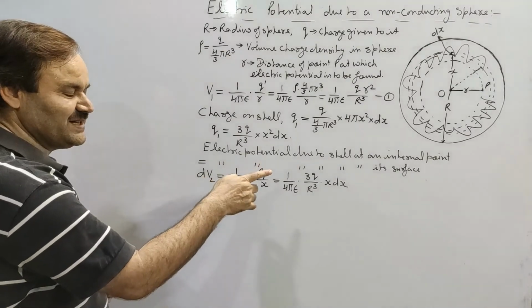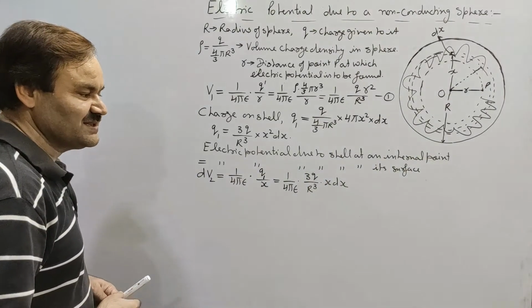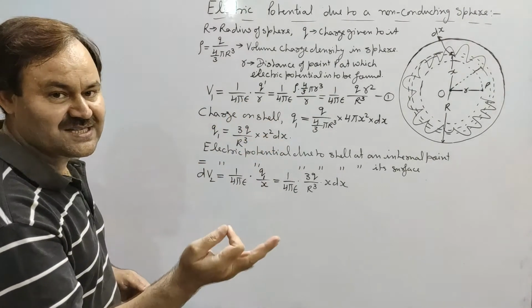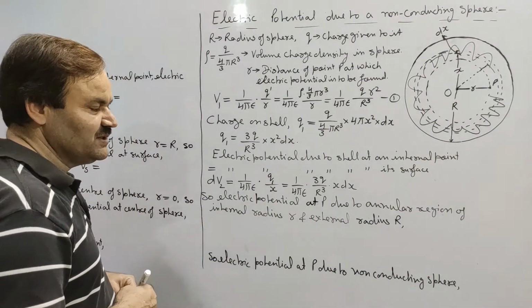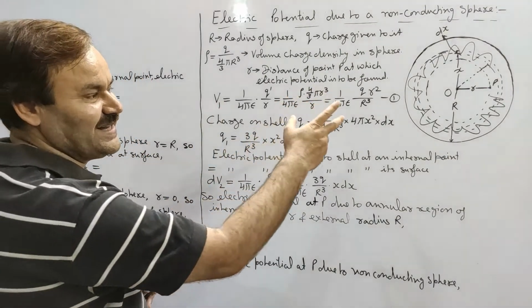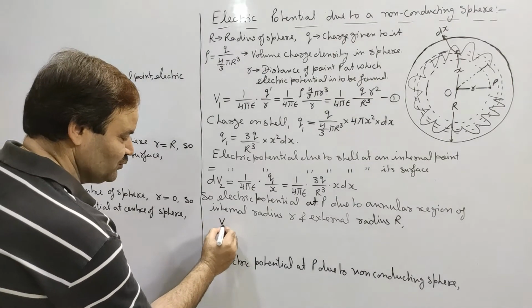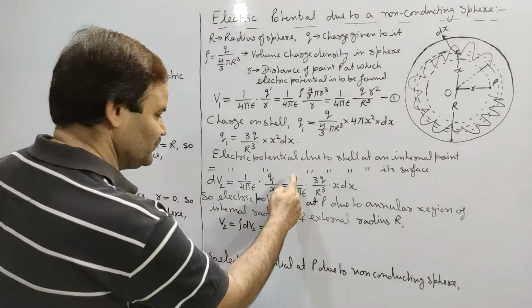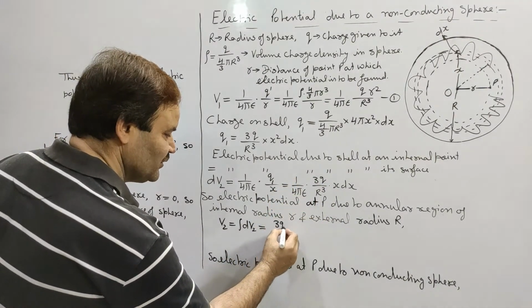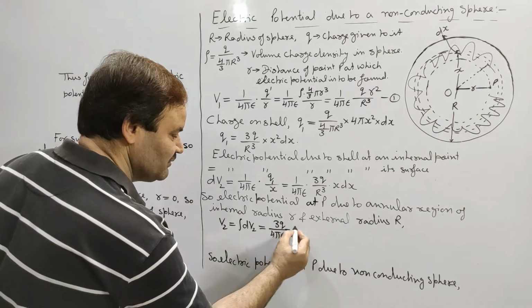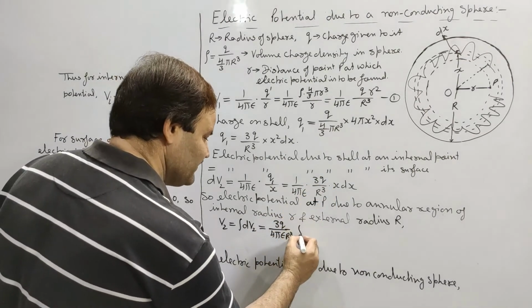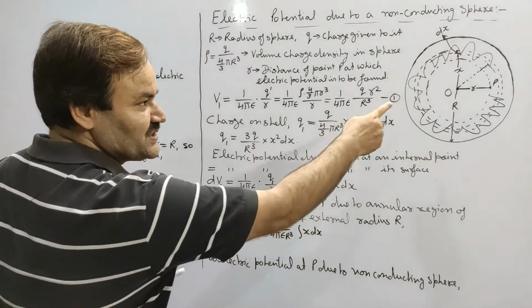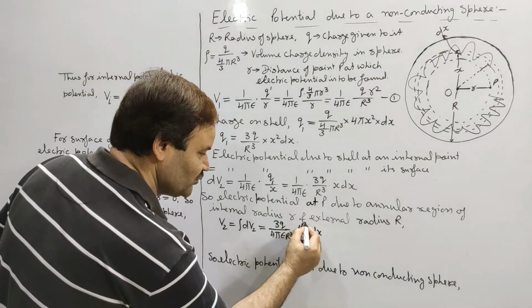It is the potential at an internal point due to the shell of thickness dx, but we require the electric potential at P due to the annular region of internal radius small r and external radius capital R. So the electric potential at P due to the annular region of internal radius small r and external radius capital R, V2, will be the integral of dV2, and this will be equal to, out of this, 3Q upon 4 pi epsilon R cube will be outside the integration, and we will be left with the integral of x dx, and limits will go from x equal to small r to x equal to capital R.